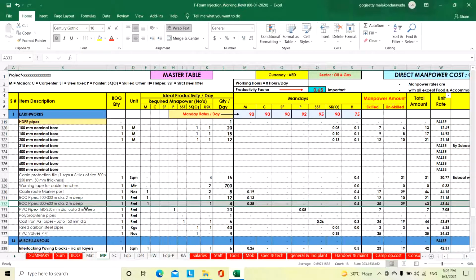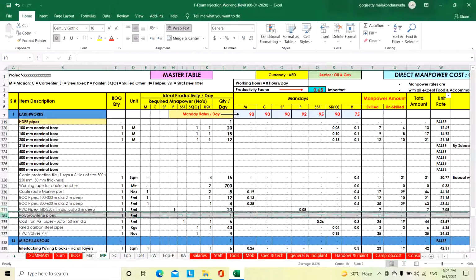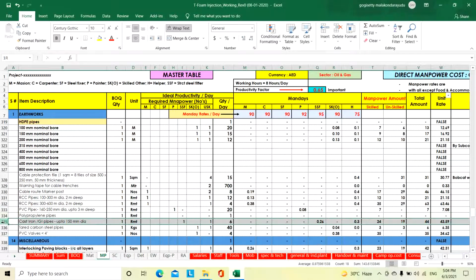Now you may have a doubt: how will this manpower do it without equipment? Manpower for equipment is separate, that we can study separately. This is only for the supporting manpower while doing the work by the equipment. Then PVC pipes, 162 to 50 mm, up to 3 meter deep. This is the rate. Polypropylene pipes, cast iron and GI pipe, and PVC valves like that.